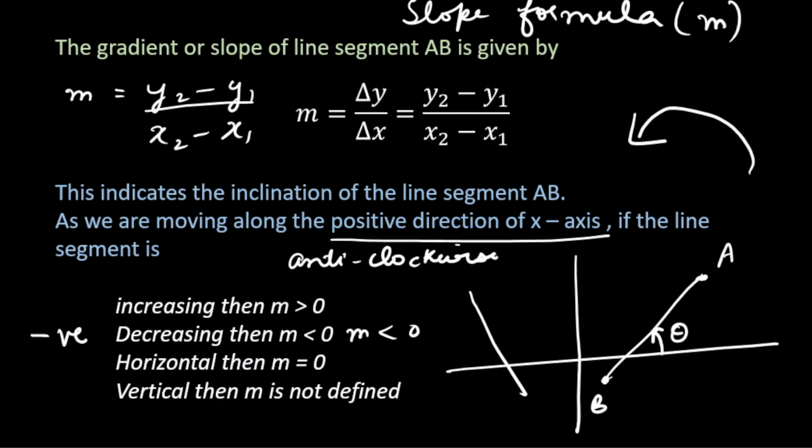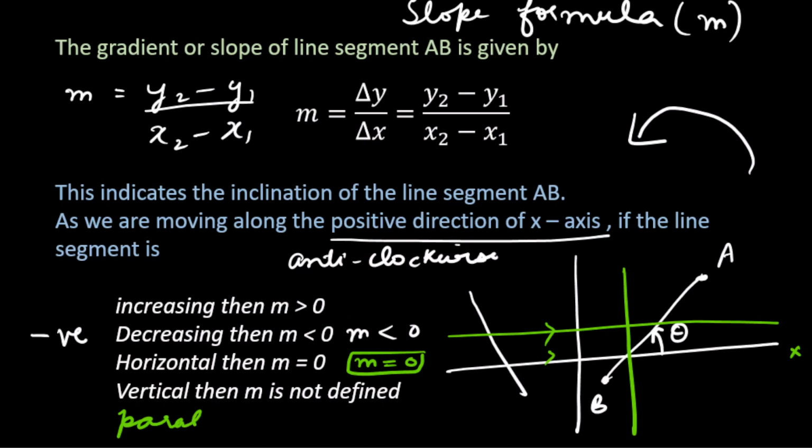If it's a horizontal line, a line which is parallel to the x-axis, then the slope is equal to 0. If the line is vertical, like this, parallel to the y-axis, that means a vertical line, then the slope is not defined.